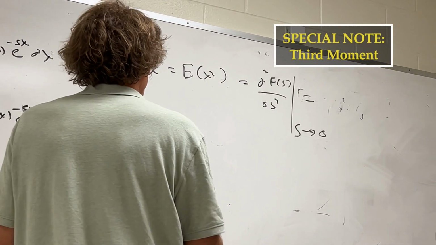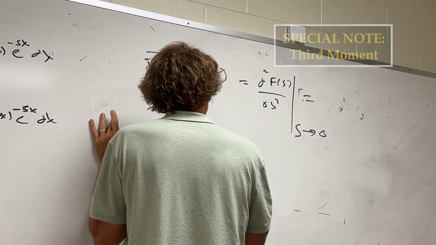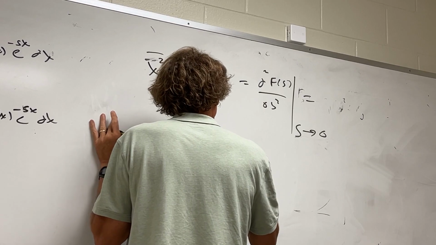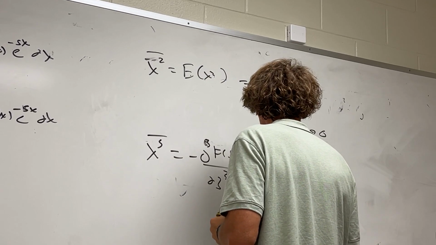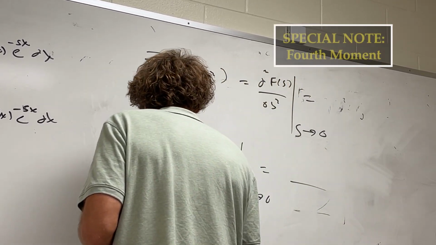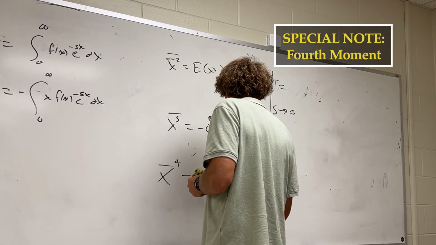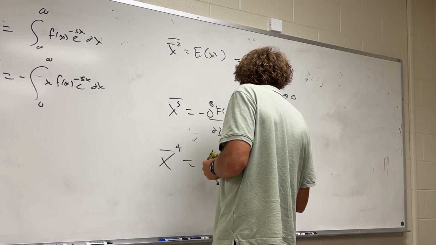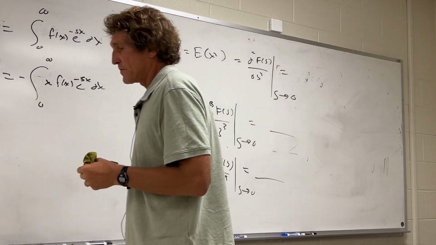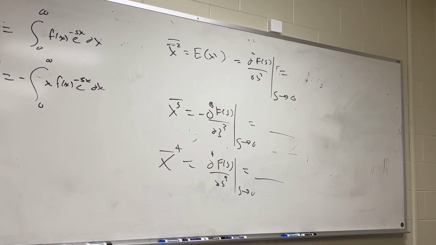What's the next one? Third moment. I think I put all this down. It's going to be minus the third derivative of f of s with respect to s cubed, right? S equals 0. And I put this in here. And the fourth moment, that's going to be equal to the fourth derivative of f of s with respect to s to the fourth, s equals 0. And those are all the values. We'll do this in a second. I'm just showing you this is how you would get the different moments just by using the Fourier transform or Laplace transform and taking derivatives.